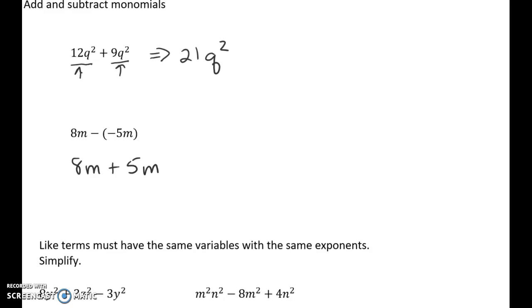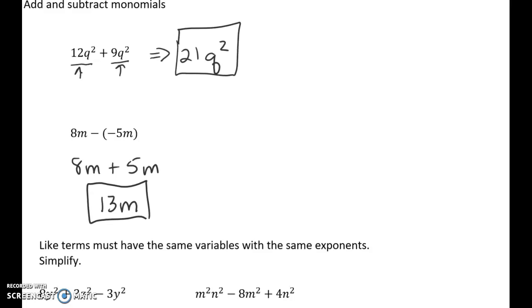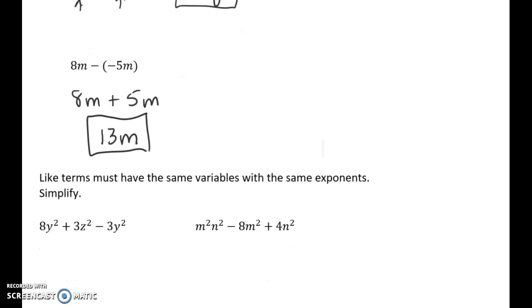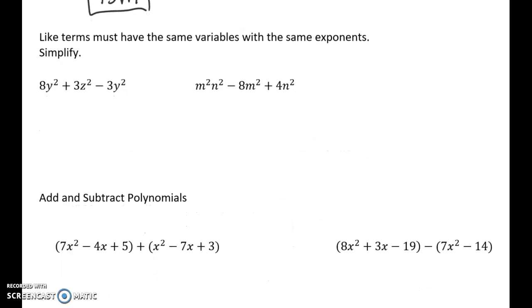You might remember taking the 2 subtraction signs and making that giant addition sign. That's going to make it 13m. You're counting up how many m's you have. So we're simplifying these expressions when we add and subtract, and that's how those two go. Like terms must have the same variables with the same exponents.